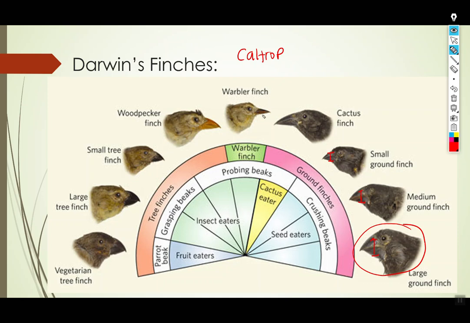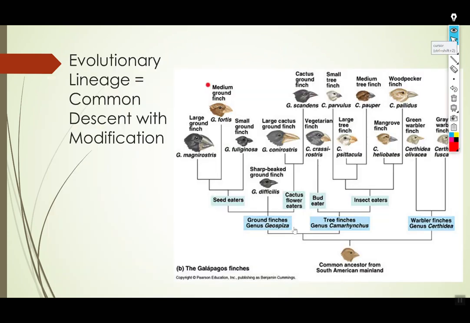And the tree finches, these have grasping beaks, and they'll also eat insects, but typically flying insects. And finally, the vegetarian tree finch, these guys eat fruit, and they have a beak that's pretty similar to that of a parrot, who also eat fruit. So these are just the finches divided by their life history style, so what they eat and how they eat it, but you can also divide them like this, and in fact this is the more accepted version because this is called a phylogenetic tree. Let me write that down.